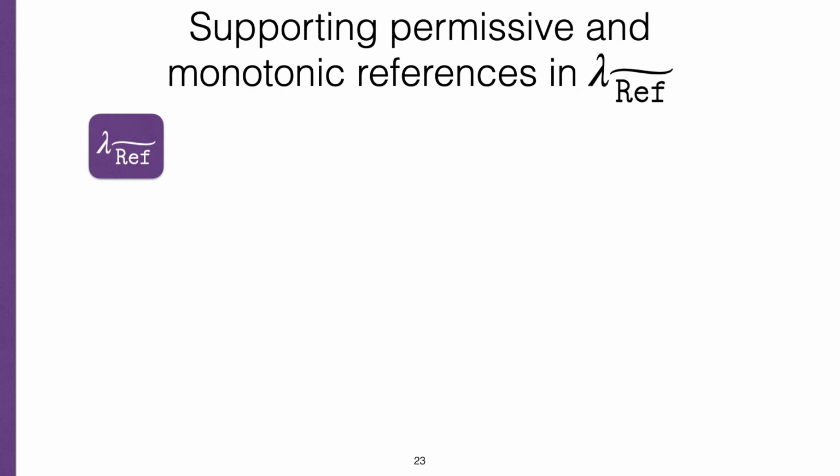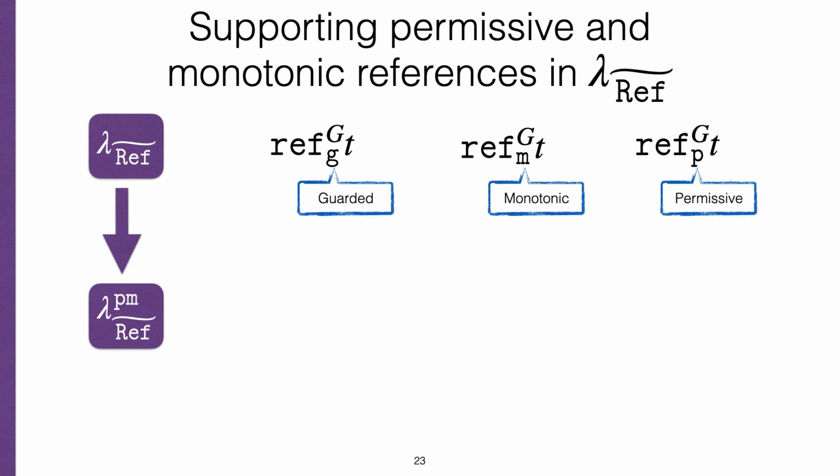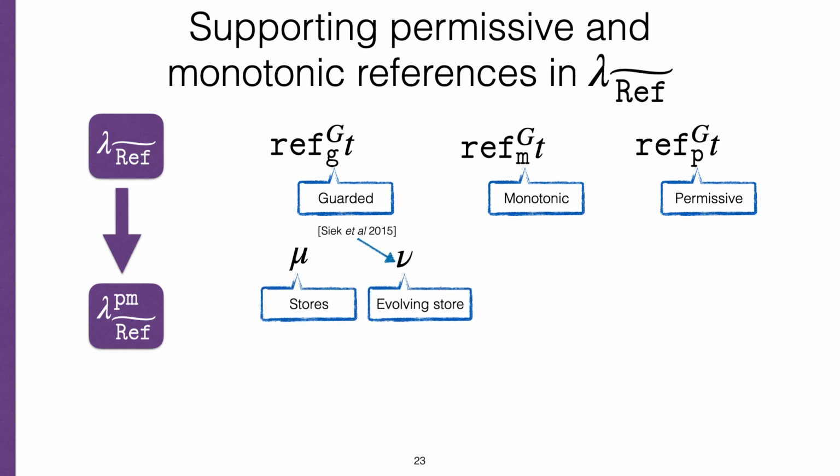As a final contribution, we showed how to extend lambda ref hat to support permissive and monotonic references by introducing three reference constructors to create guarded, monotonic, and permissive references. Here we use the same technique used by Siek et al. in monotonic references. In the dynamic semantics, we use two different stores, mu as a regular store and nu for evolving stores, which means that there are stores that need to be reduced. So before reducing a term, we must first reduce evolving stores until we get a regular store.